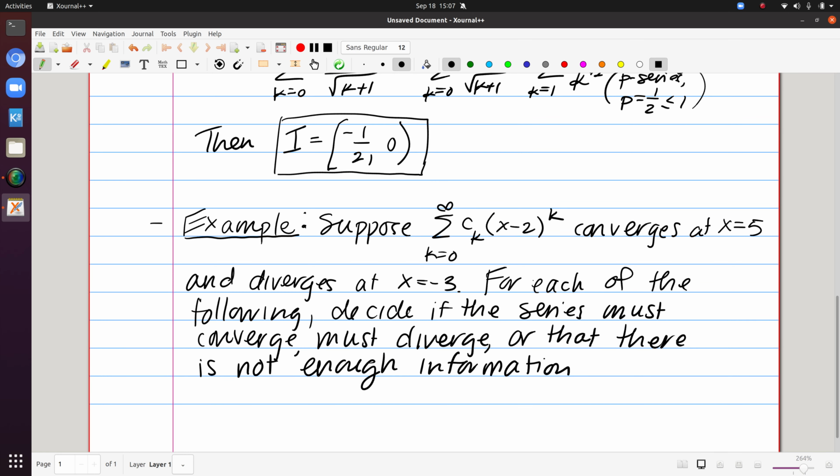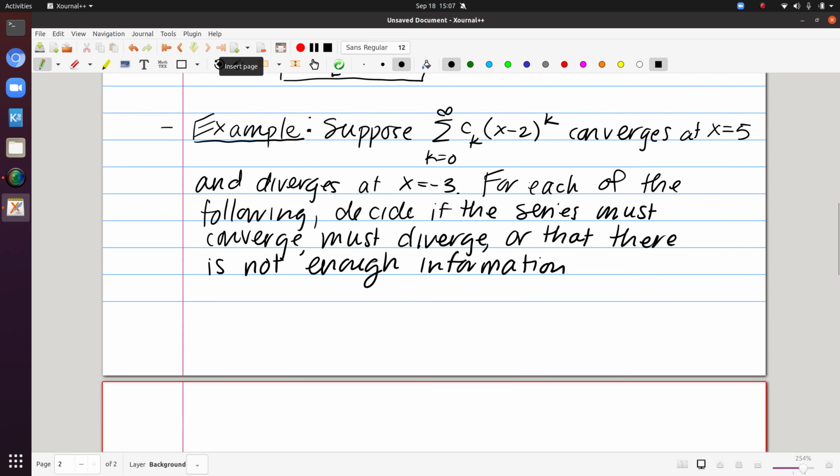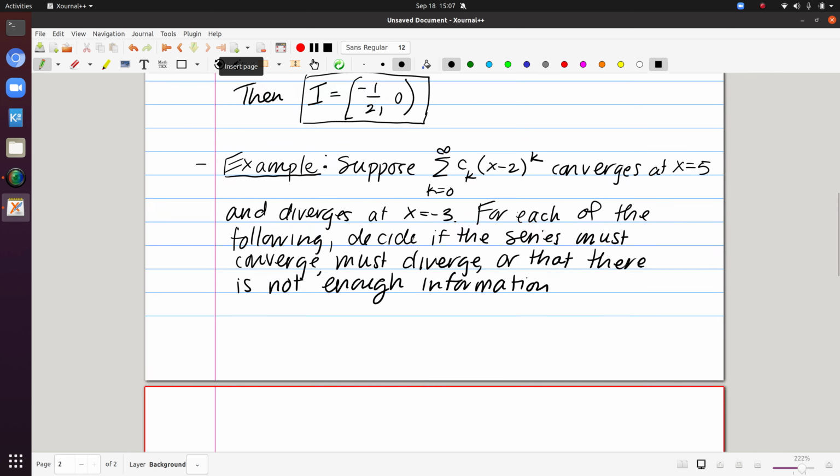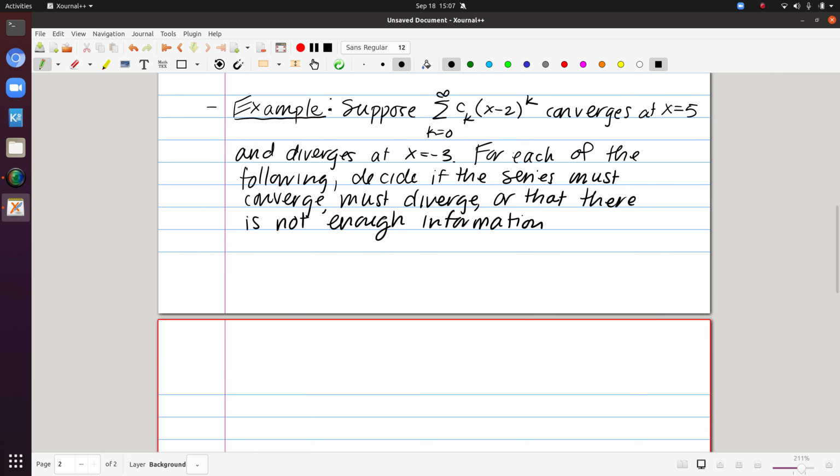Okay, so we don't know what c sub k is, so we don't have complete information about the series, but we are told a little bit. So let me think about what we do know here. I know that the center of this power series is 2, looking at the structure. So thinking about the number line, we know that it automatically converges at 2. But we're also told that at x equals 5, this converges, and at x equals minus 3, this diverges. So we actually know quite a bit from that information.